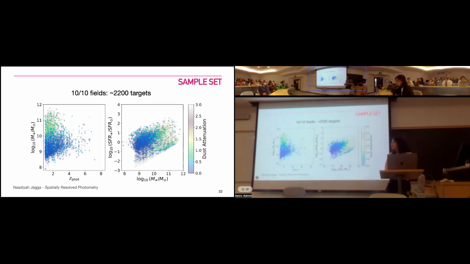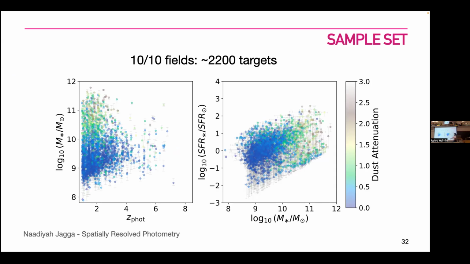So this is just the sample, and this is applied with unresolved photometry. This is calculated with Dense Basis. It's showing some sort of trend, with the star formation rate versus the stellar mass in the right panel, with the color bar showing the redshift, but take the redshift with a grain of salt. Anyways, it is showing that most of my galaxies are in this area, so I would say lower stellar mass.